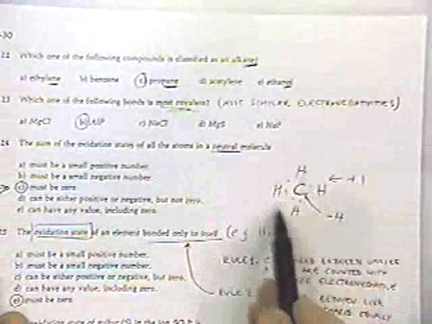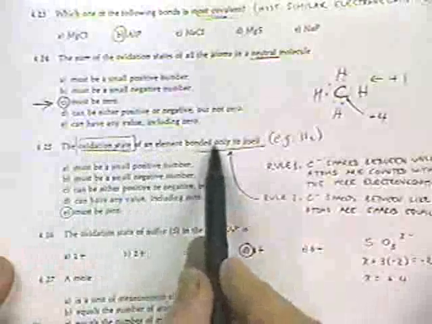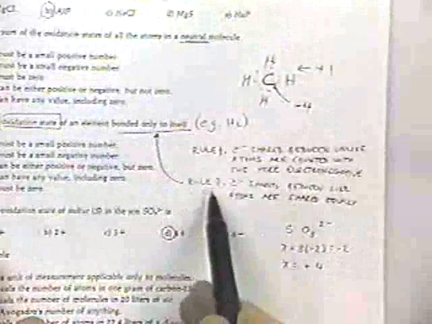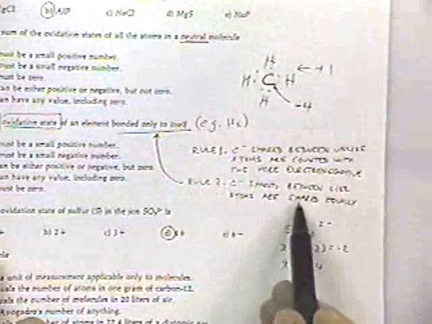We have 4 +1s, and we have 1 -4, so the sum of the oxidation states has to be 0. Here's another question related to oxidation state. The oxidation state of an element bonded only to itself, for example, hydrogen, also is 0. They each have an identical electronegativity. So rule 2 is that if you have identical elements, they are shared equally, and you do not assign charge to it. Let's take a look at another example.